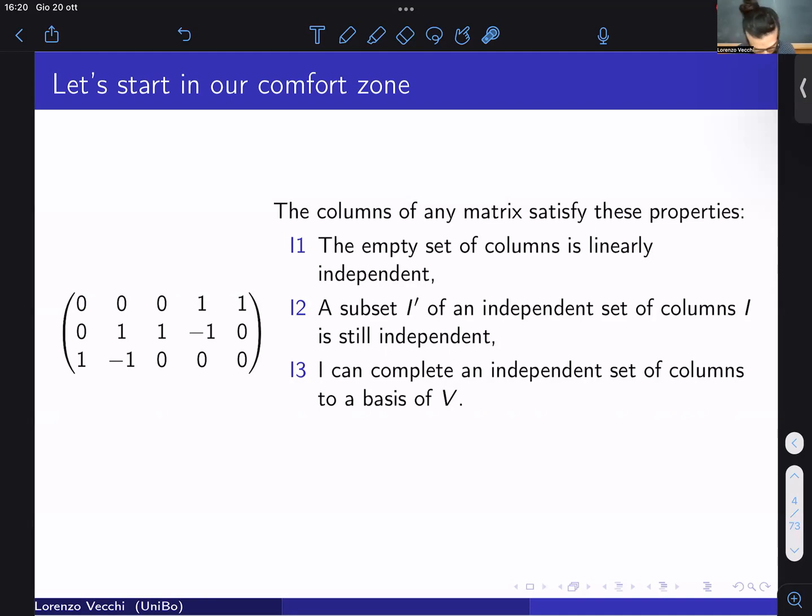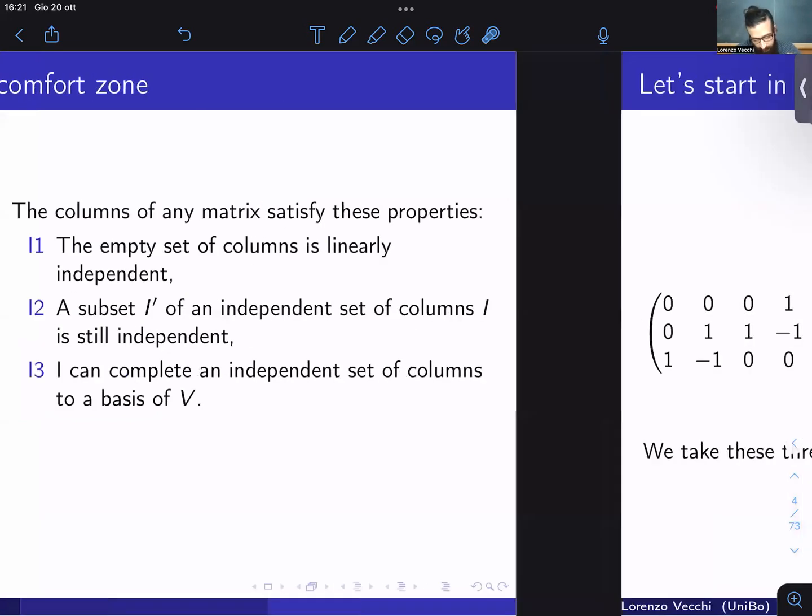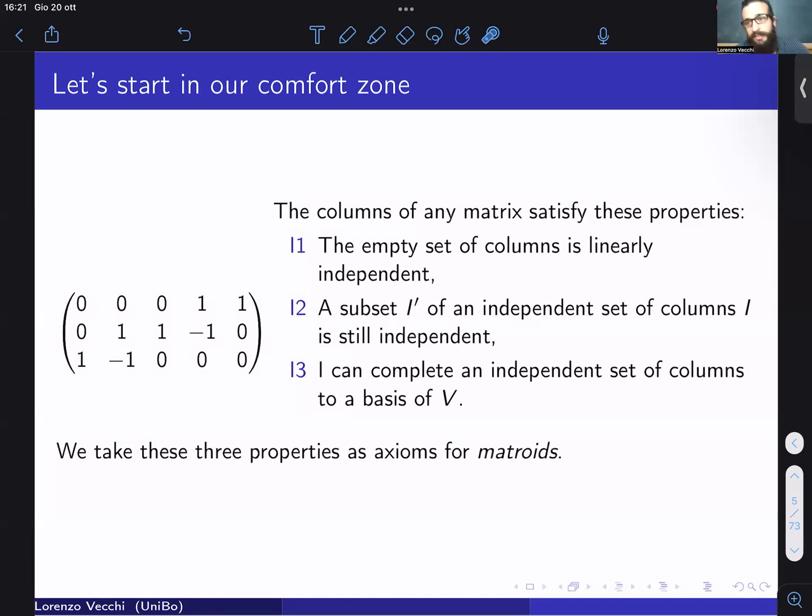The second property is that if I take an independent set of vectors and I remove some of the vectors, what I get is still independent. So removing things does not create new linear relations. And the third one is that if I start from an independent set of vectors and I keep adding vectors from my columns, I can always complete an independent set to a basis of the vector space. I hope everyone agrees with these properties, and these will be the axioms that I'm going to use to introduce matroids.